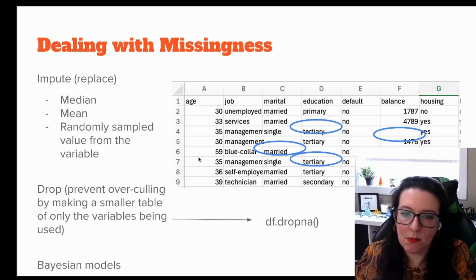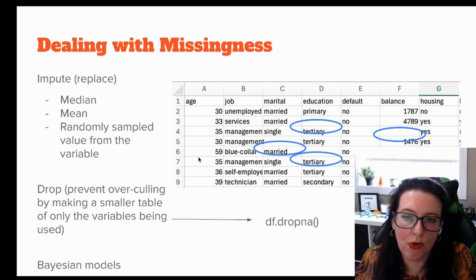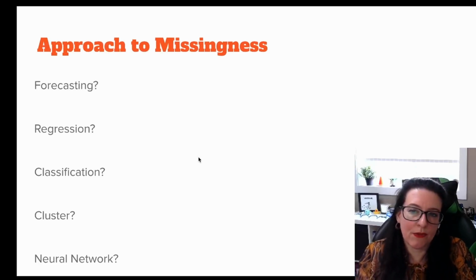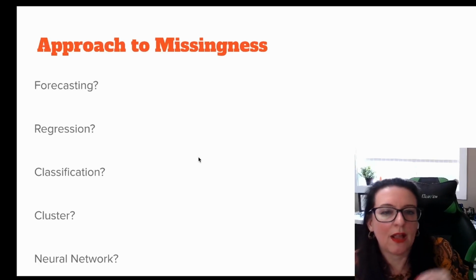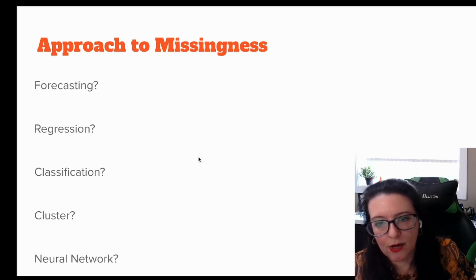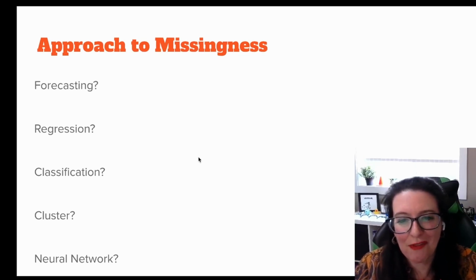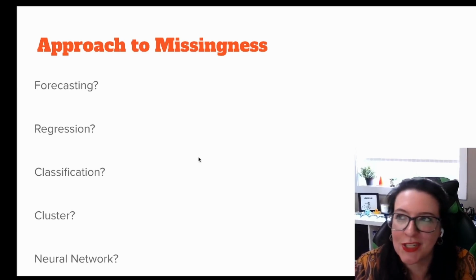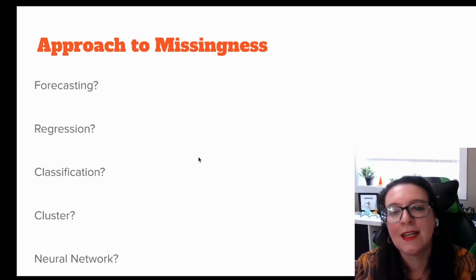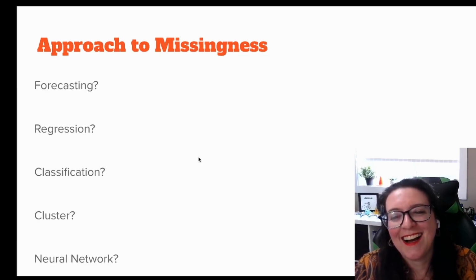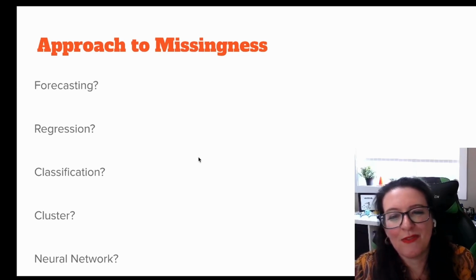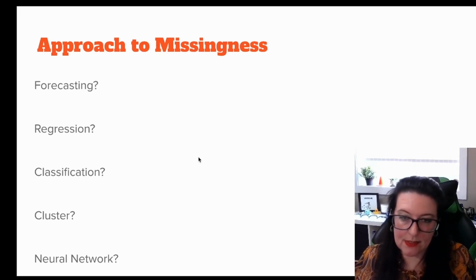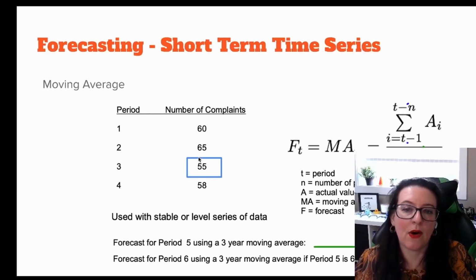So we're not going to get into the Bayesian models, that's more complicated, but we'll talk about dropping and then the imputation in this video. So we're going to look at some different models: forecasting, regression, classification, cluster, and neural network. They serve different purposes. They often use the same type of models. So for example, in classification, there's a generalized linear model, which is a linear regression. So they are using some of the same components, but for different purposes. And so how we deal with the missingness is going to be different depending on our scenario.